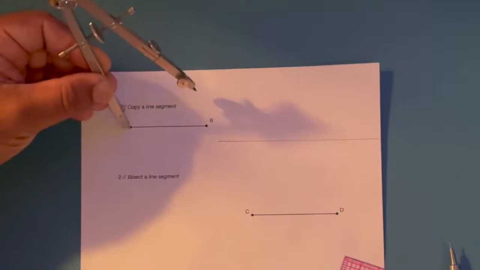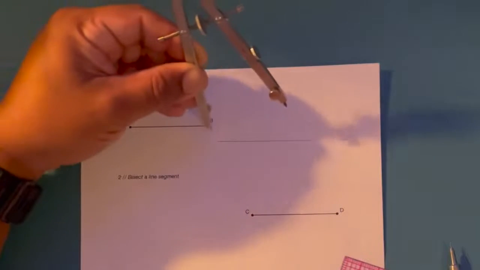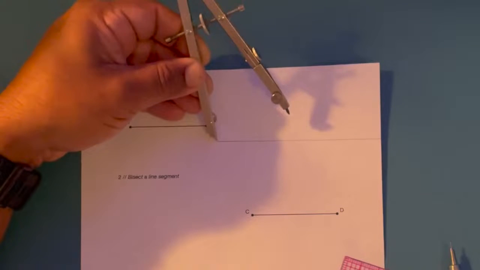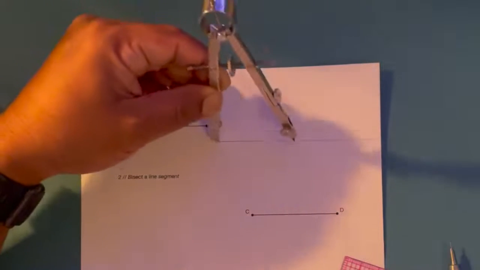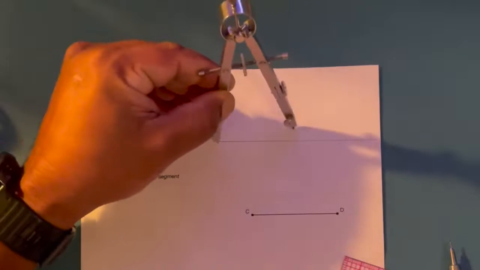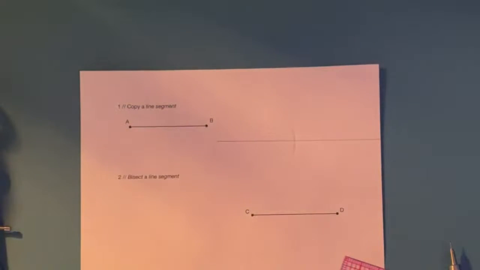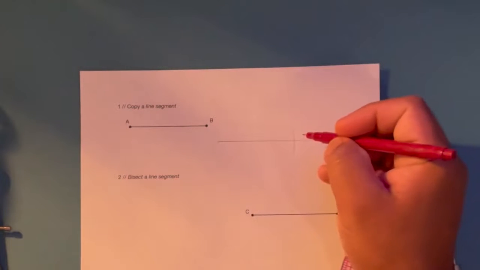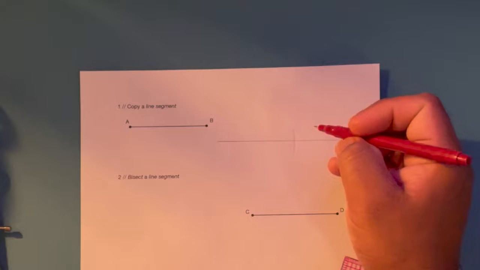verifies that it's the right length. Then I'm going to shift it to my new line, put the point on the beginning of it, and draw a little arc off to the right. When I do that, I just created the same length as my original.